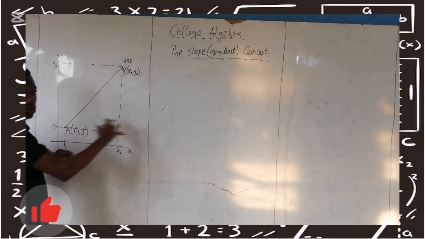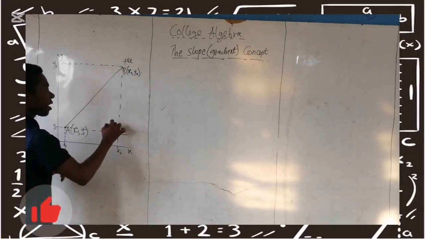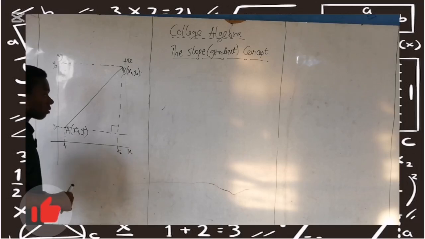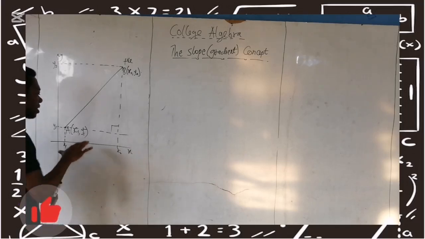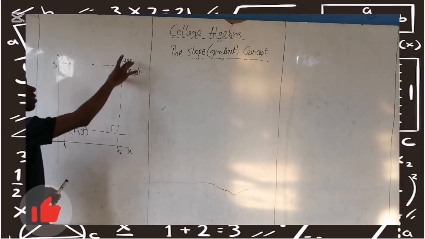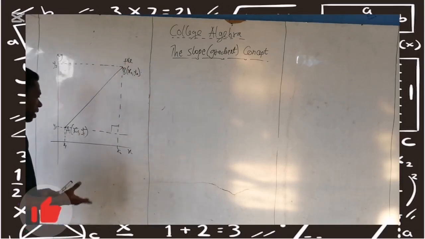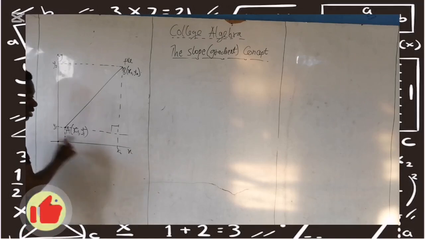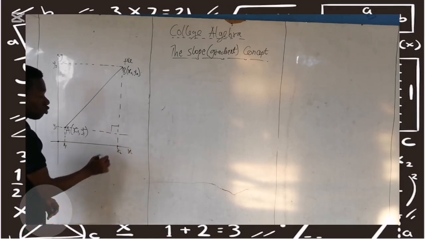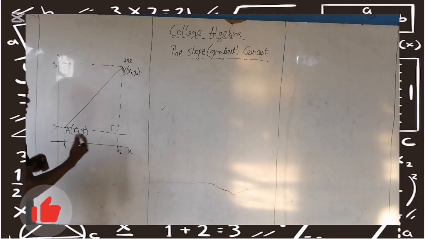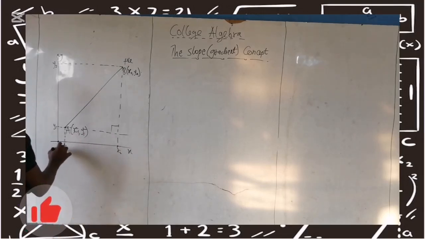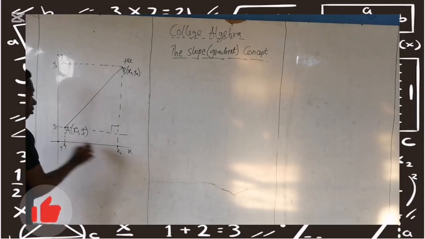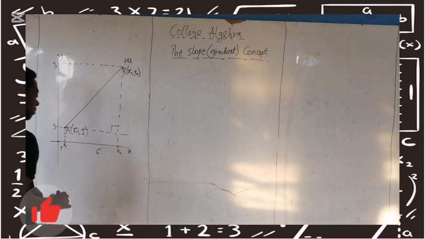When a vertical and a horizontal line meet, they make a 90 degree angle. Now, follow the discussion carefully. We can clearly see that we now have a right angle triangle. Here is our point of origin. From the point of origin to here is x1, and from the point of origin to here is x2. Let's assume that from here to here is 1, and let's say from here to here is 6.